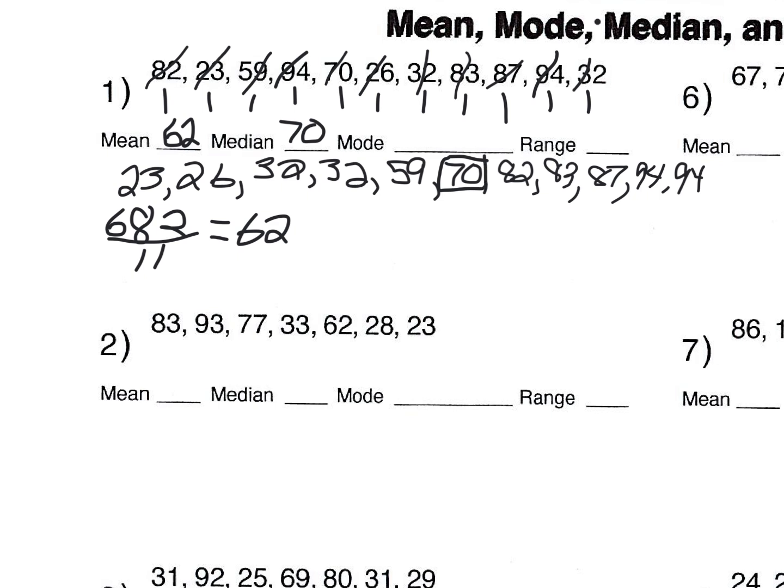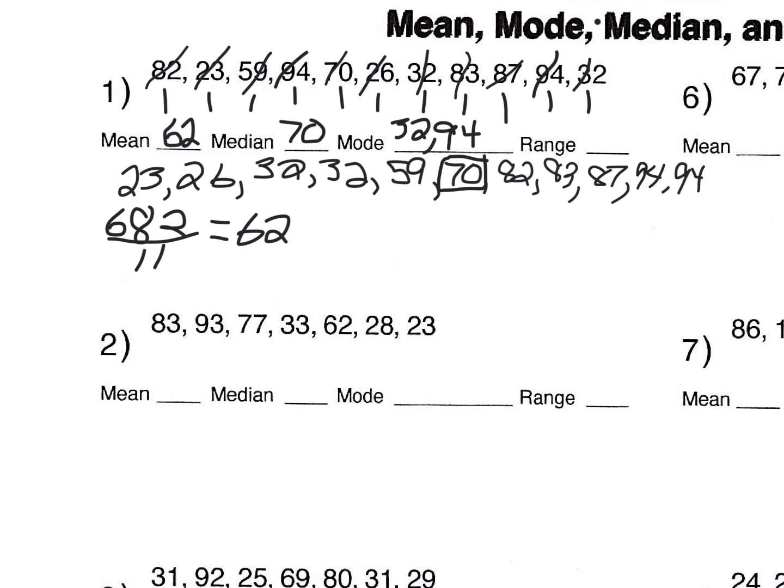That's the middle number. The mode is the most frequently occurring number, the number that appears the most. Well, we happen to have 2 of them. 32 appears twice, and so does 94. So I write down both of those as the mode, okay?